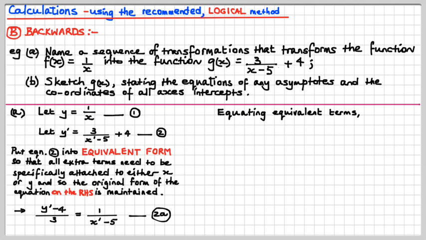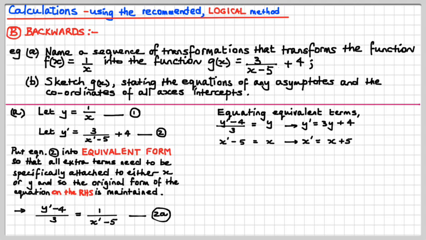So equating equivalent terms, we get this: y dash minus 4 over 3 is the same as the original y up here, and x dash minus 5 is the same as the original x up there. Yes, all good. Now, because we're going backwards, we have to solve these for y dashed and x dashed. So that's the y dashed and x dashed equations. Does that look right? Yes, it does.